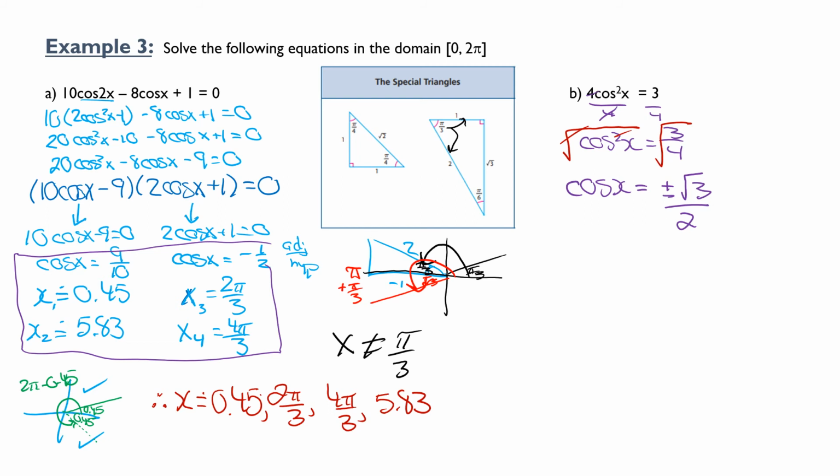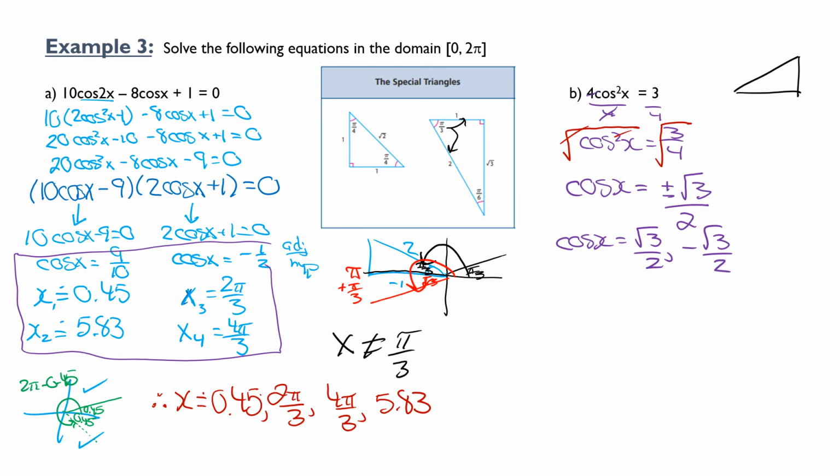So let me just write that out again. What I've got here is cos x equals root 3 over 2 and negative root 3 over 2. I've got two answers. Do I have triangles for that? That looks like I just might have a triangle for that. Let me draw it out here. A triangle.